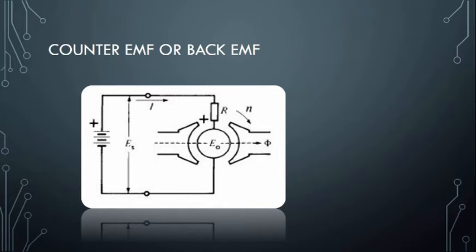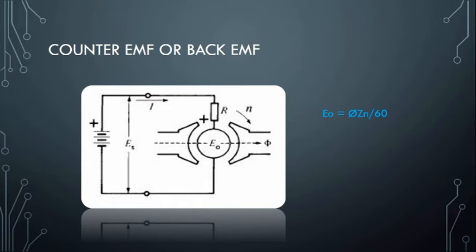Why is this EMF called counter EMF or back EMF? If you want the answer, stick to the video. Before getting to that answer, we will first see the equation by which this counter EMF is given. It is symbolized by E0 equals phi Z N divided by 60, where phi is the flux, Z is the number of conductors in this armature, and N is the number of turns.